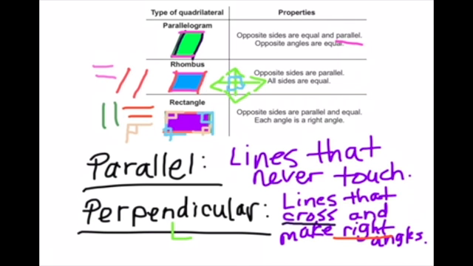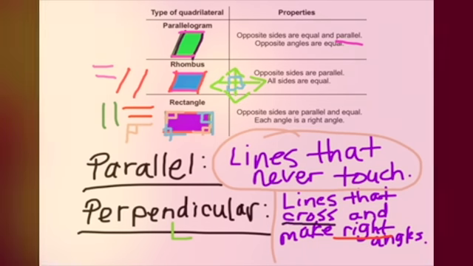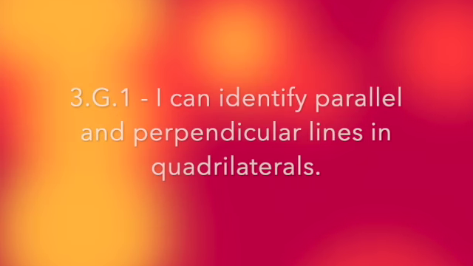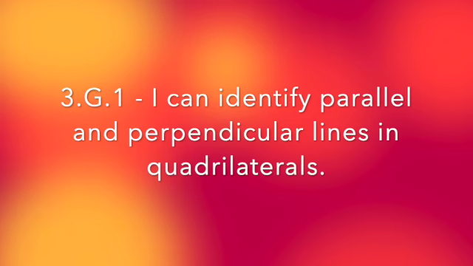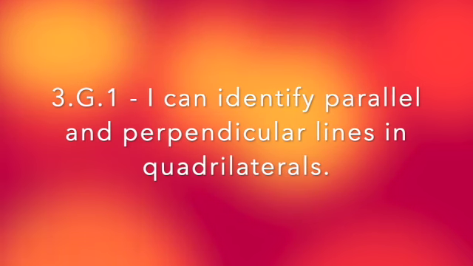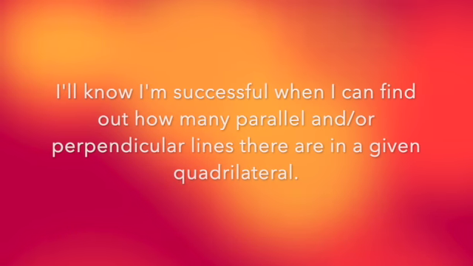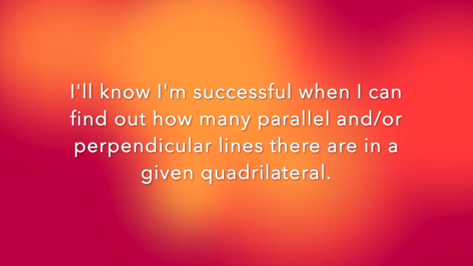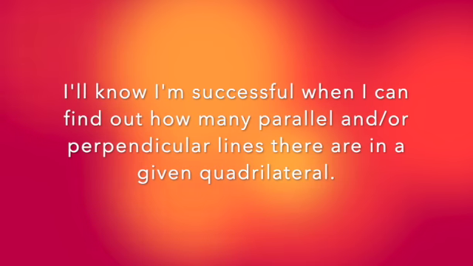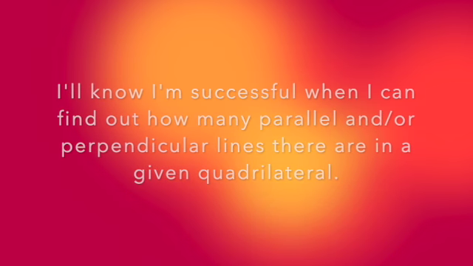Again, parallel, the most important thing to remember, the rule is that they are lines that never touch, and they're lined up with each other. Perpendicular lines do touch, they cross, and they make right angles. So remember, your learning target today is I can identify parallel and perpendicular lines in quadrilaterals, and you'll know you're successful when you can find out how many parallel and or perpendicular lines there are in a given quadrilateral.